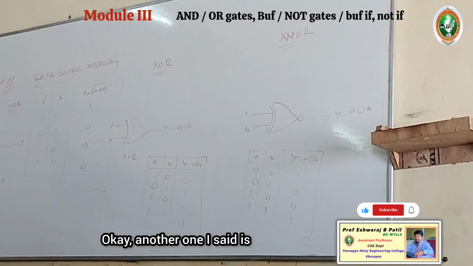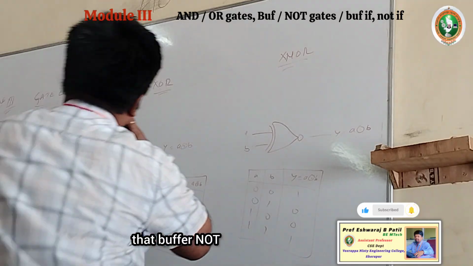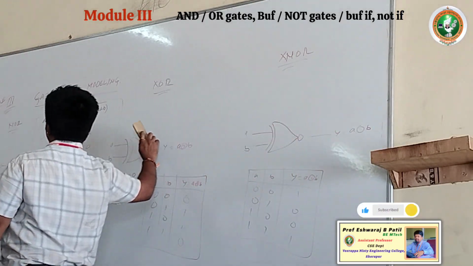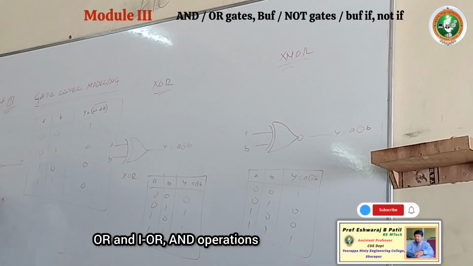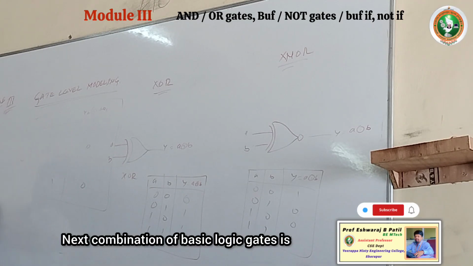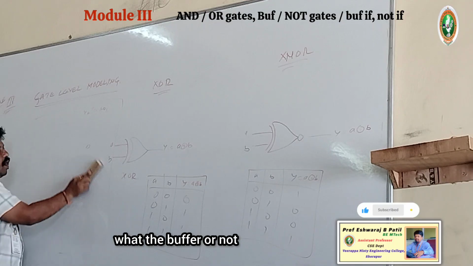Okay, another one I said, that is buffer and NOT. Till now we have seen the OR and AND operations. Next combination of basic logic gates is the buffer or NOT.